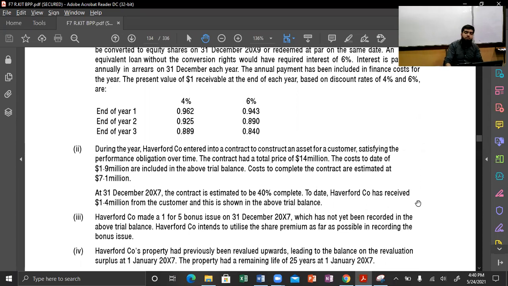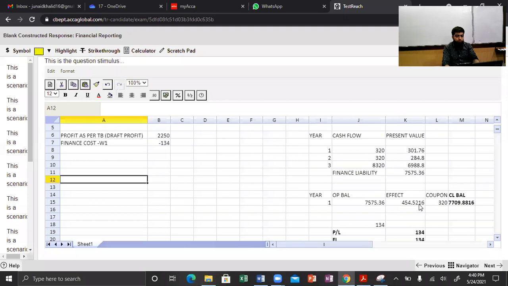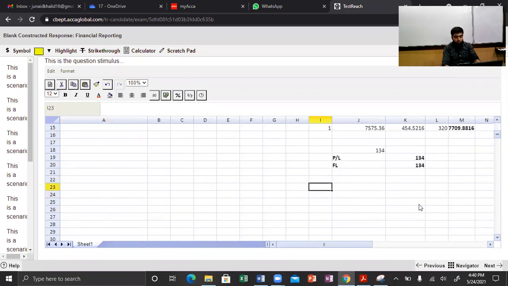So now what adjustment is required? First of all, let's recall the standard to which it is related. It is definitely related to IFRS 15. So working two is the construction contract.